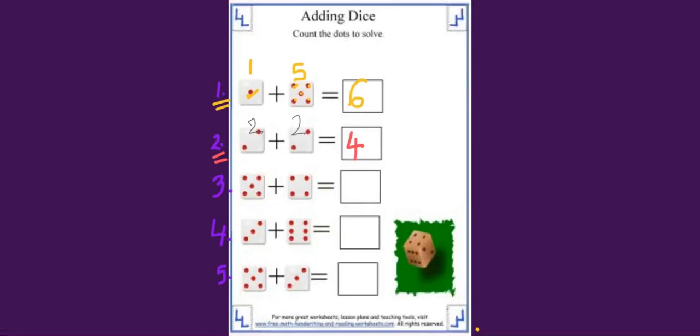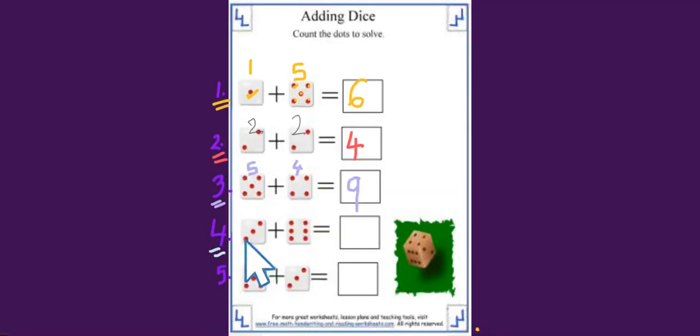Let's try and do number 3. Count the dots. 1, 2, 3, 4, 5. So we write number is 5 plus how many here? 1, 2, 3, 4. So we write 4. What is 5 plus 4? We count all together. 1, 2, 3, 4, 5, 6, 7, 8, 9. So our answer is 9.